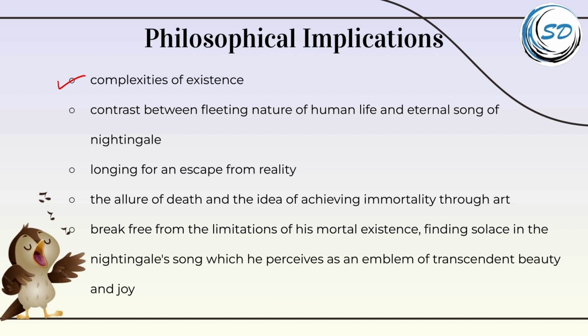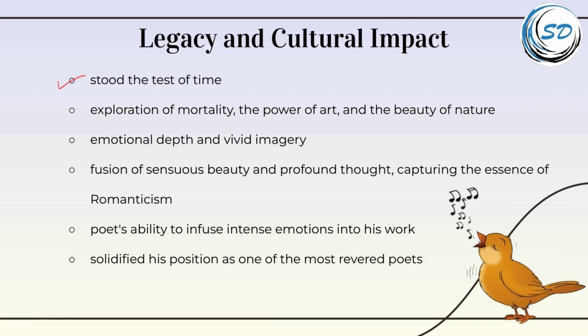Keats grapples with the complexities of existence, exploring the contrast between the fleeting nature of human life and the eternal song of the nightingale. Through the poet's longing for an escape from reality, he contemplates the allure of death and the idea of achieving immortality through art. Keats seeks to break free from the limitations of his mortal existence, finding solace in the nightingale's song, which he perceives as an emblem of transcendent beauty and joy.